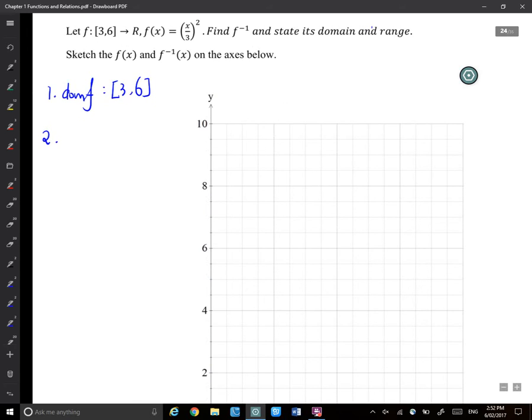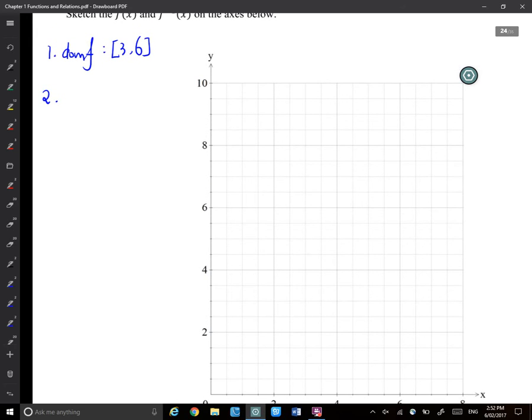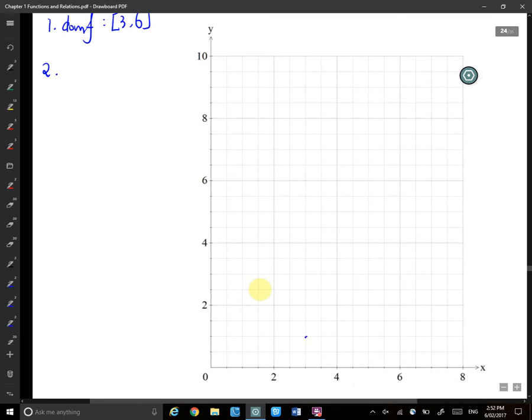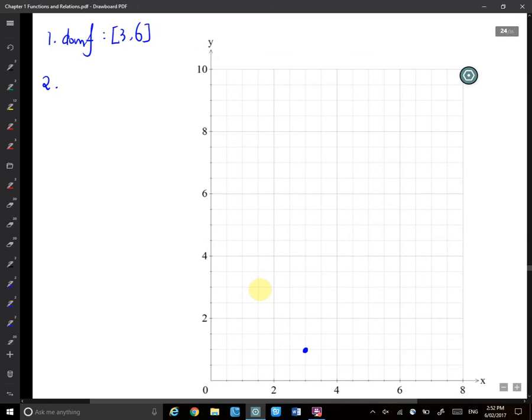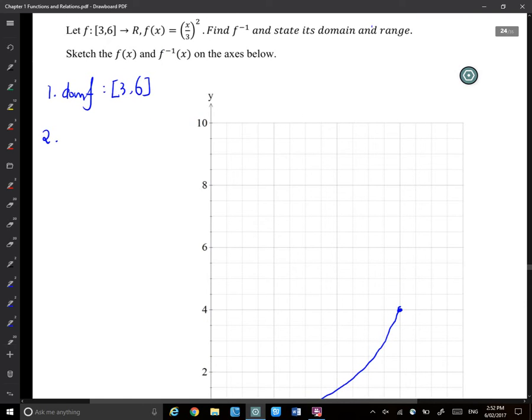So if we want to sketch the graph, the first half has the points (3, 1) and (6, 4). It is this part of the graph, something like this. And we have a square root, so y equals 3 square root x.